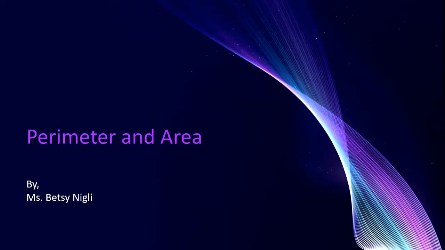That is perimeter and area. Before we begin with this chapter, you have already learned a few things about perimeter, and today we shall do a small revision of perimeter, how to find out the perimeter, so that you can just remember or recall certain things about the perimeter. So let's begin.